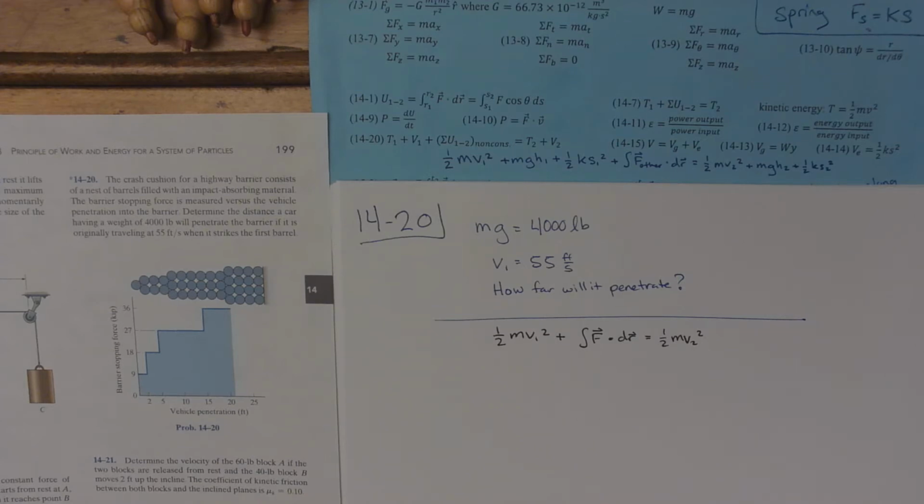This is problem 20 from chapter 14. The crash cushion for a highway barrier consists of a nest of barrels filled with an impact-absorbing material. The barrier stopping force is measured versus the vehicle penetration into the barrier. Determine the distance a car having a weight of 4,000 pounds will penetrate the barrier if it is originally traveling at 55 feet per second when it strikes the first barrel.